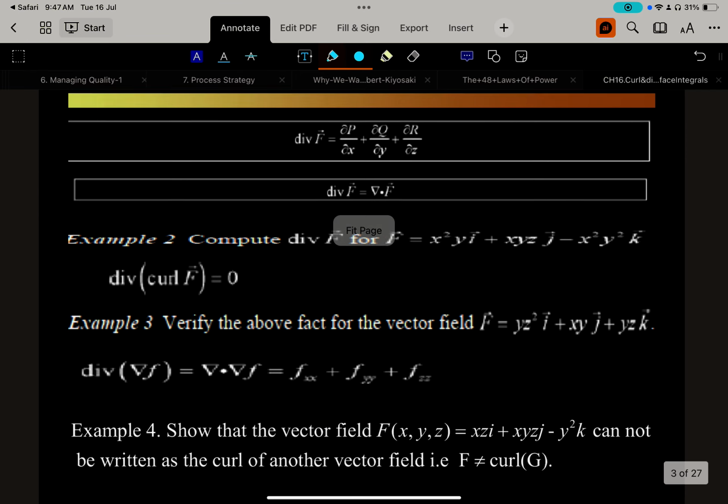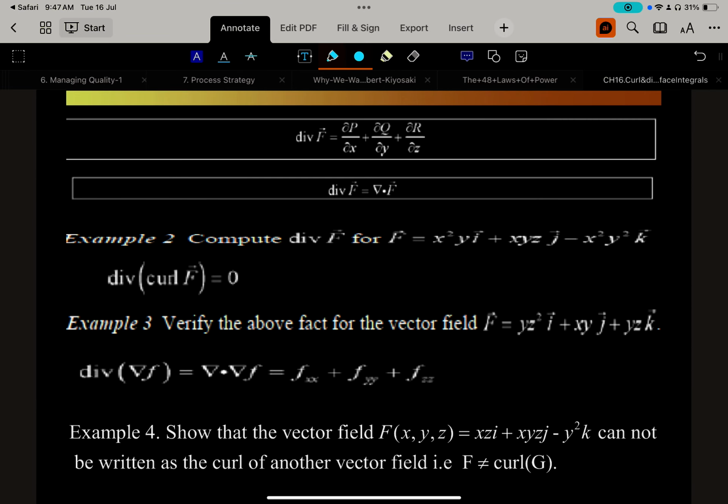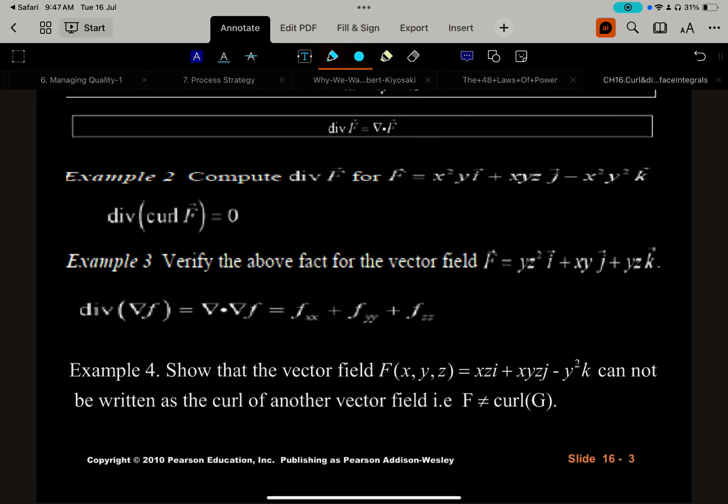So let's now talk about the divergence of f, which is basically the partial derivative of q with respect to x, the partial derivative of q with respect to y, and the partial derivative of r with respect to z. The divergence of f equals the gradient dotted with f. Example 2: compute the divergence of the curl of f for f equals x squared y i plus xyz j minus x squared y squared k, where the divergence of the curl of f is just 0.